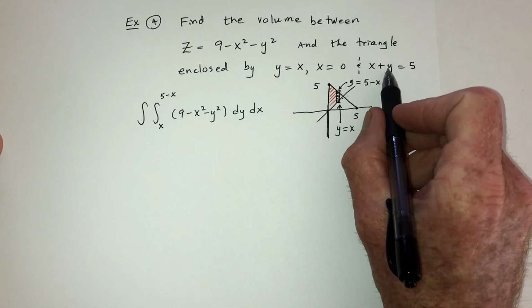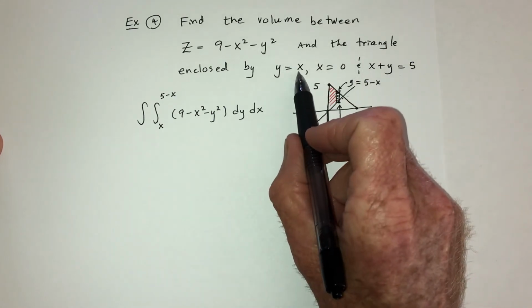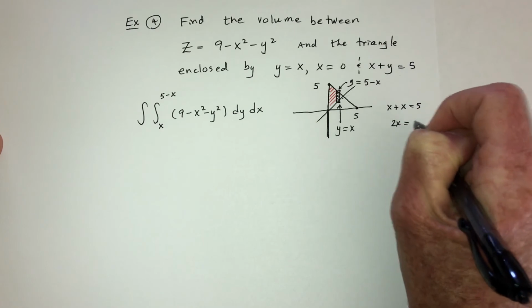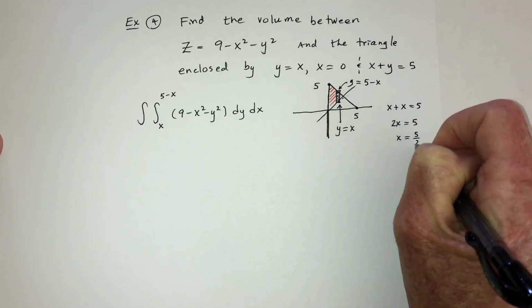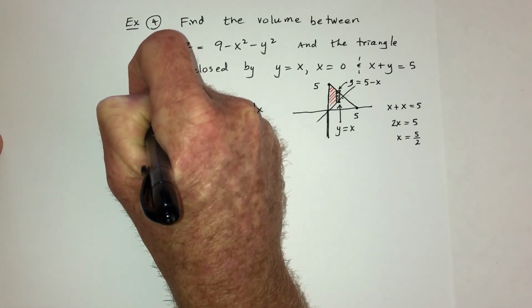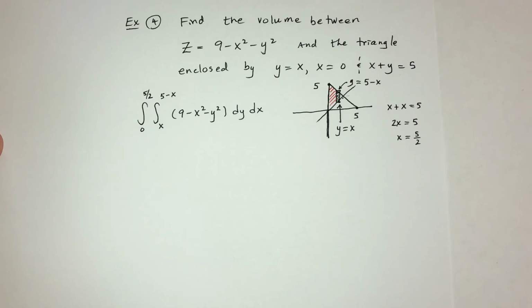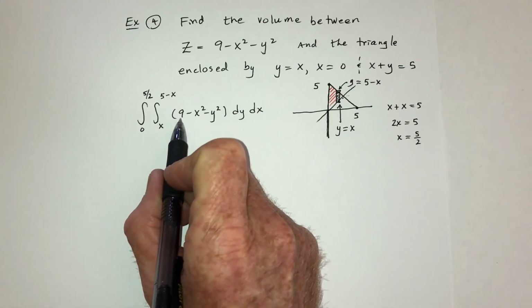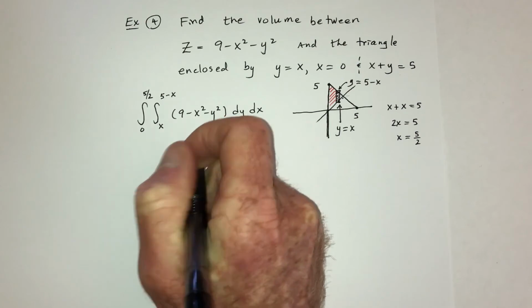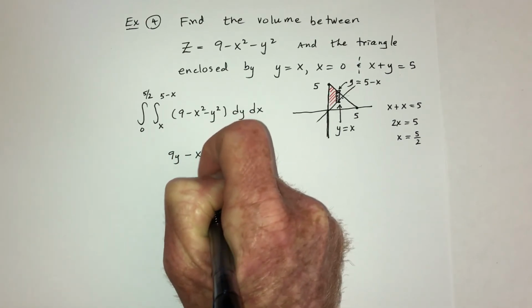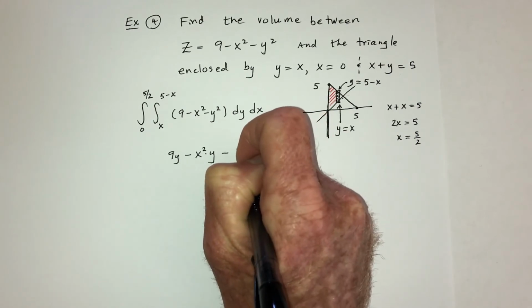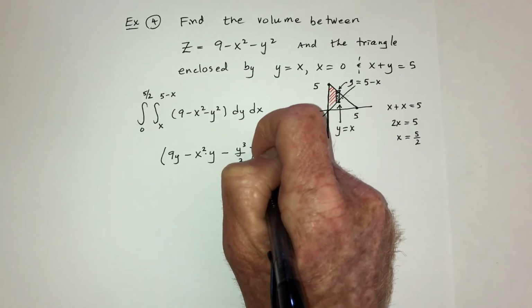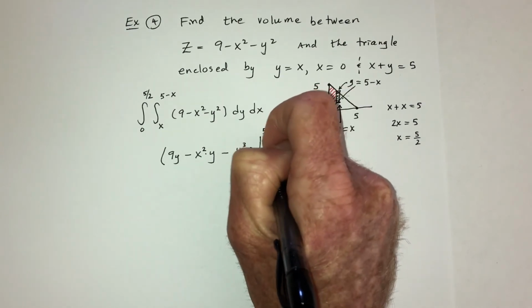So that's where this line and this line meet. So what I could do is take the y equals x, plug it in right there. It's going to say x plus x equals 5. 2x equals 5. So x equals 5 halves. So x is going from 0 to 5 halves. Now integrate with respect to y. So the 9 will become 9 times y. The x squared will become x squared times y. And the y squared will become y cubed over 3. And then evaluate that from x to 5 minus x.